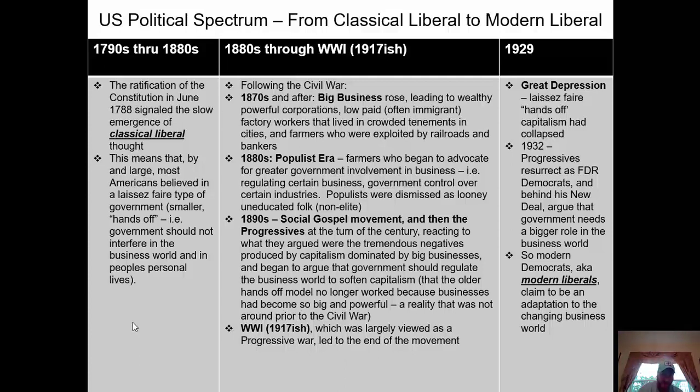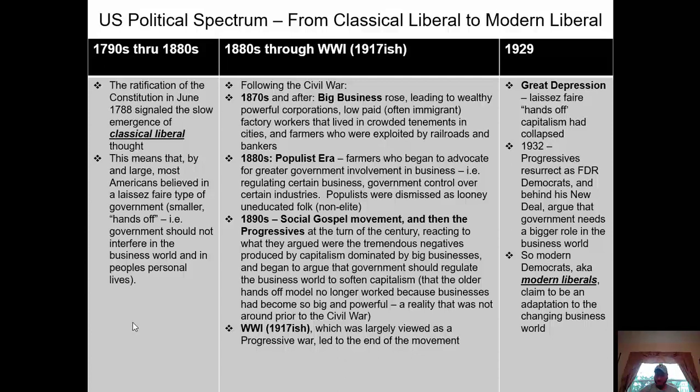Government should not interfere in the business world and in people's personal lives. All right. Now let's fast forward to the 1880s through World War I, through 1917-ish. So following the Civil War, 1870s and after, it's key to remember that big business rose, and that changed everything.